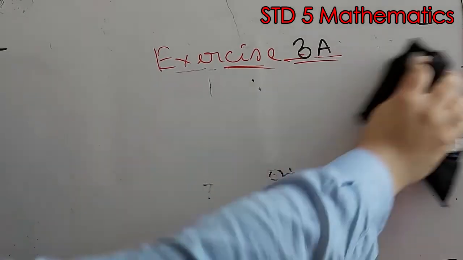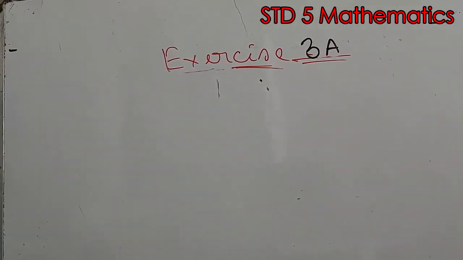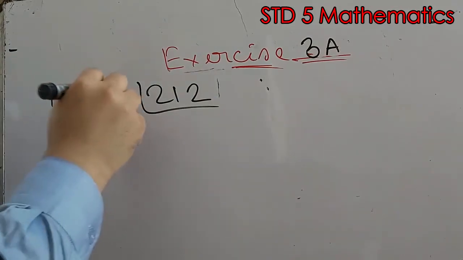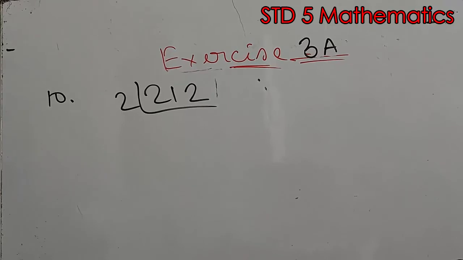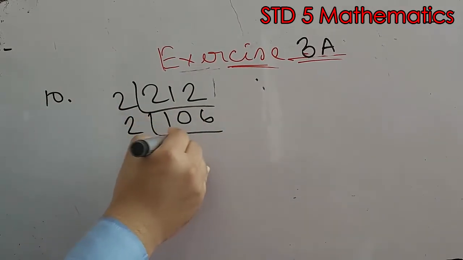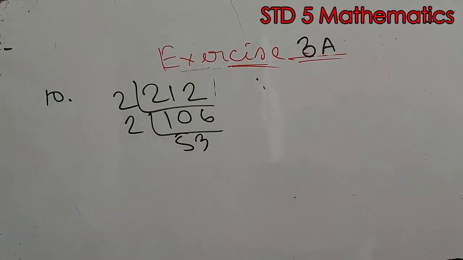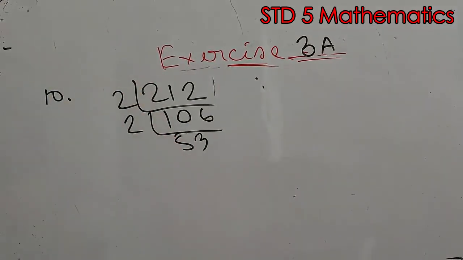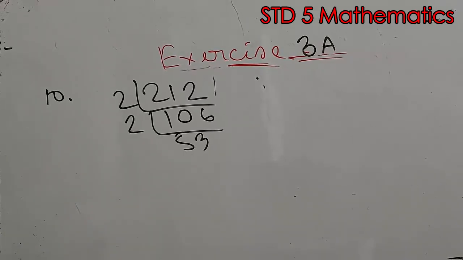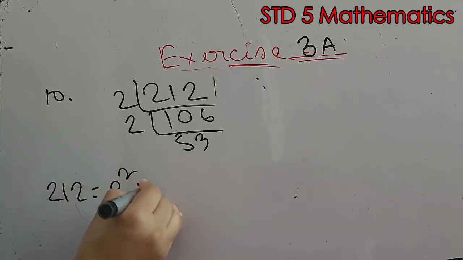Now our last problem, number 10. Number 10 says, express 212 in its prime factors. We can divide this 212 by 2 because this one is an even number. So we have to divide this one by the even prime number, that is 2. So 2 2 is 4, there is 0. 2, 6, 12. Again, we can divide this 106 by 2. That means 2, 5, 10 and 2, 3, 6. Now, we have to understand whether this 53 is a prime number or not. If you look at this carefully, 53 is a prime number. Why? You cannot divide this 53 by any other prime number. So we can say this 53 is a prime number. So we can write 212 equals 2 square into 53.